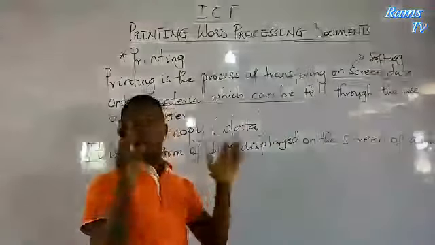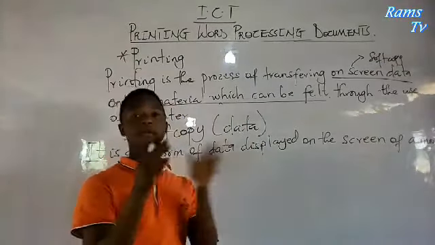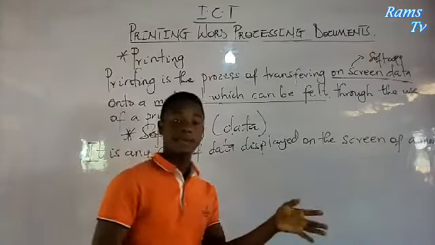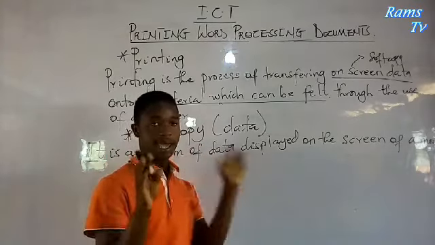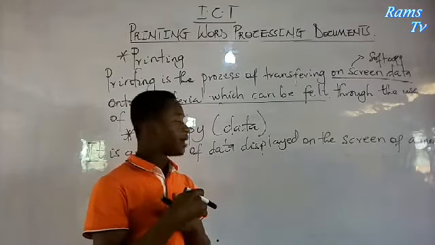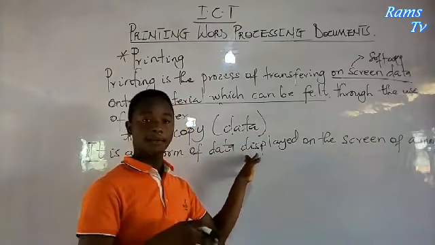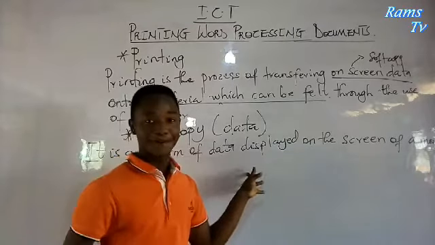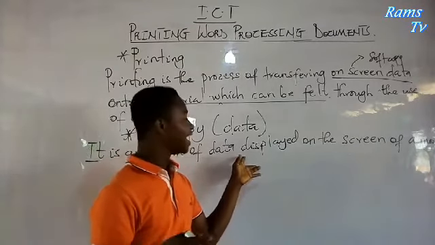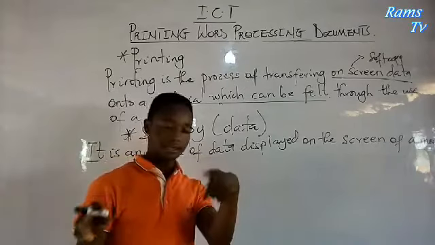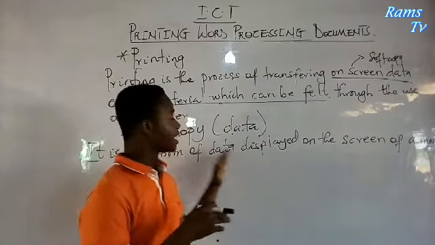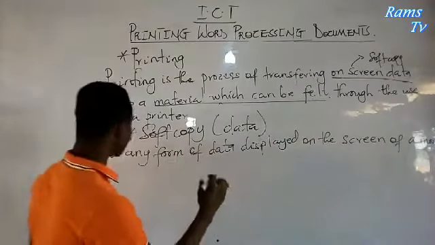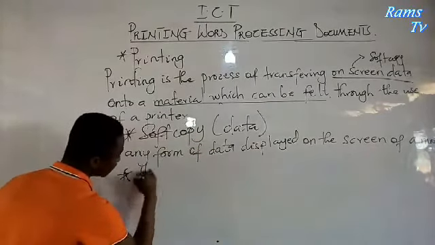So any data you see on the screen of your monitor is what you call what? A soft copy. Data you see inside a book is not a soft copy form of data, but data you see on the monitor, on a television, is what you call what? Soft copy form of what? Data. Any data which cannot be felt, you can't touch it physically, is what? A soft copy form of what? Data. This brings us to our next subtopic, which is the what? Definition of hard copy.